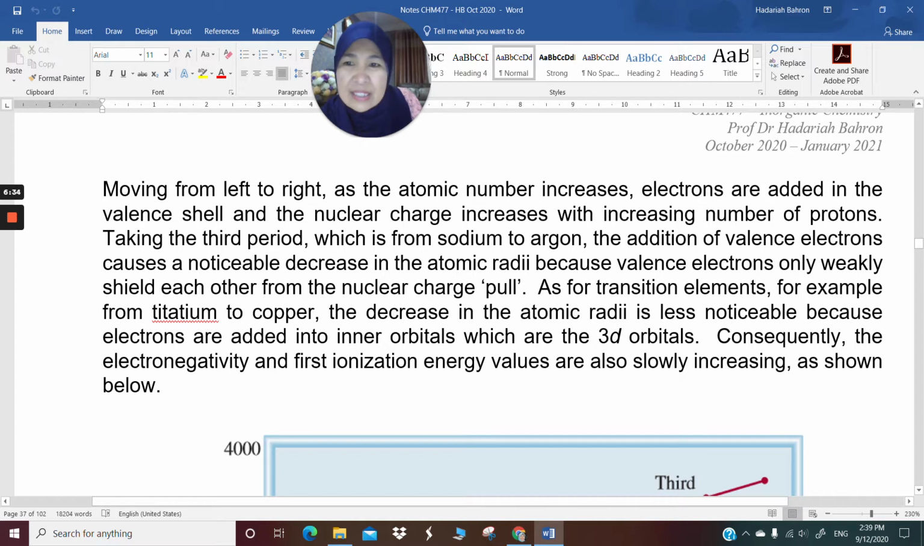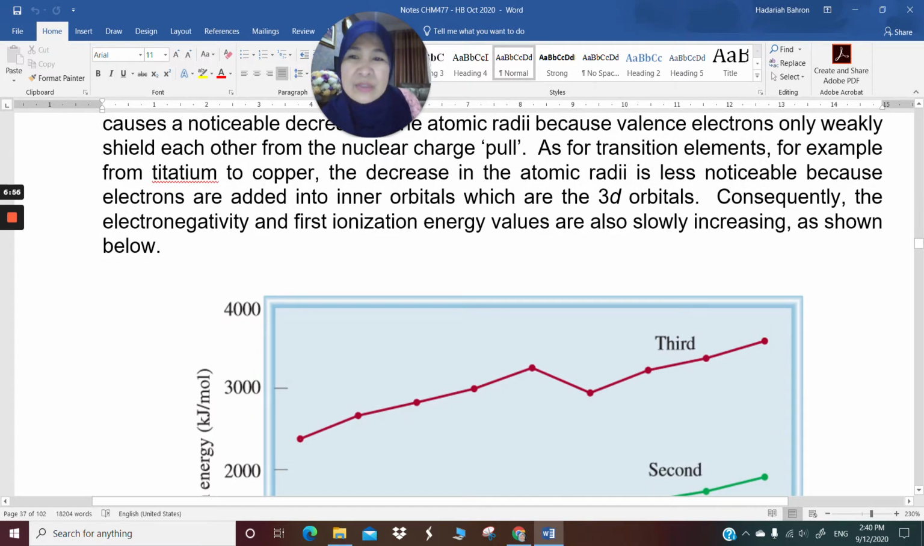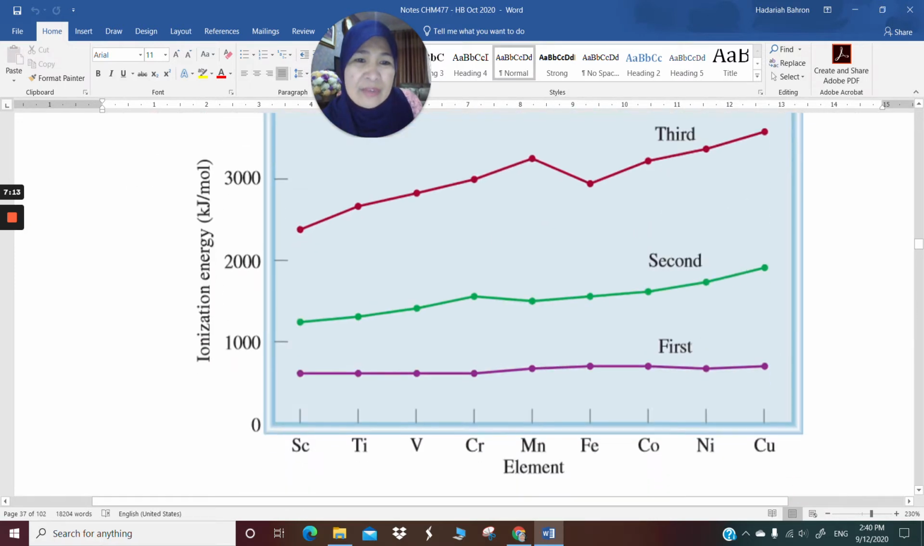The addition of valence electrons causes a noticeable decrease in the atomic radii. That means the atoms become smaller because valence electrons only weakly shield each other from the nuclear charge pull. As for transition elements, for example, from titanium to copper, the decrease is less noticeable because electrons are added into inner orbitals, which are the 3d orbitals. Consequently, the electronegativity and the first ionization energy values are also slowly increasing as shown in this graph below.